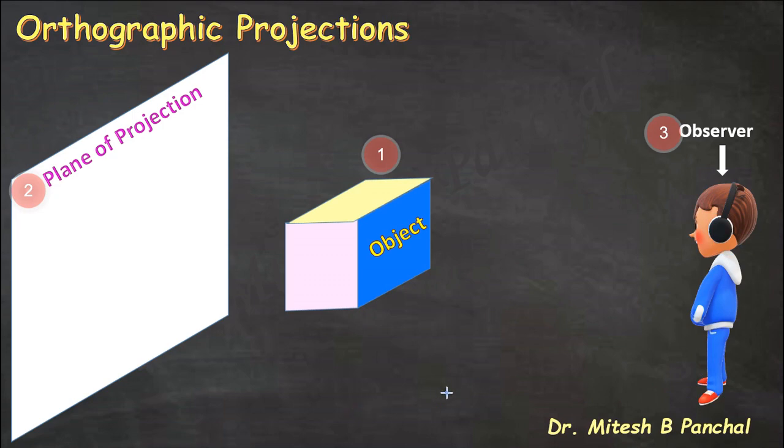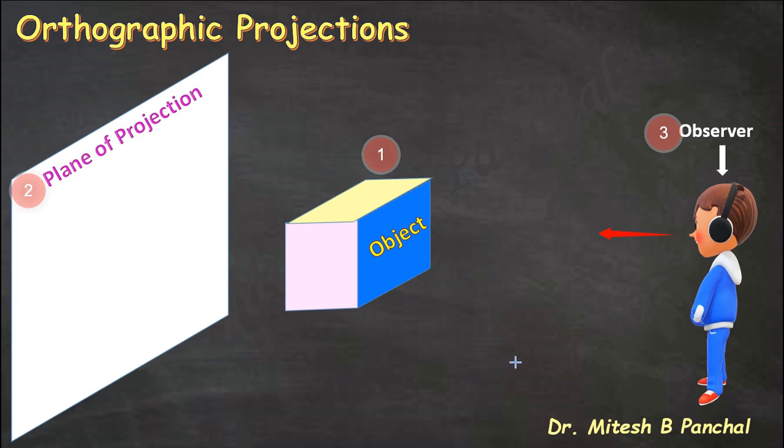In this particular position, the observer is viewing from this direction. This direction is generally known as the direction for the front view. Means we are viewing the object from this direction. So here you can see that the object is kept nearer to the plane of projection and the observer is placed comparatively far from the object as compared to the plane of projection.